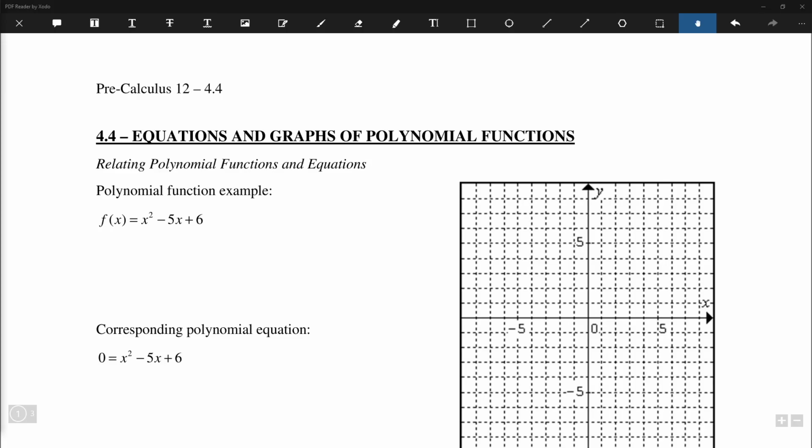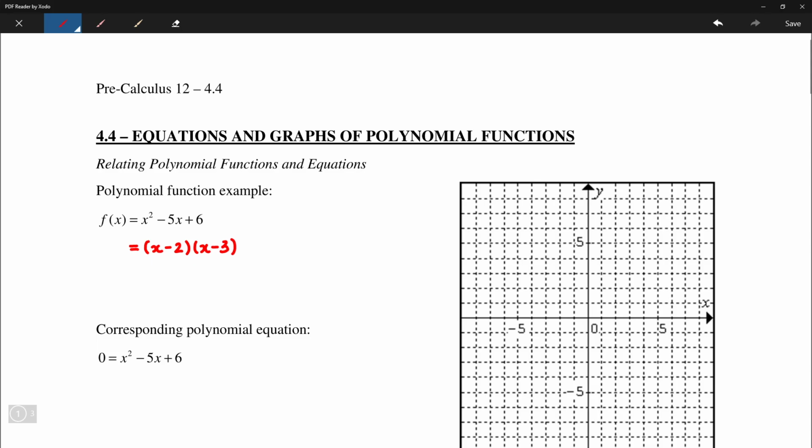Hello everyone, so today we're going to go over section 4.4, equations and graphs of polynomial functions. We'll begin with a review of quadratic polynomials. So here we have f of x is equal to x squared minus 5x plus 6. Now this is factorable. So once we factored, we'll have x minus 2 and then x minus 3.